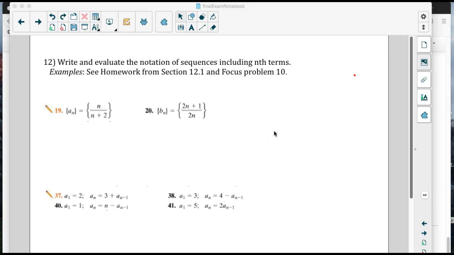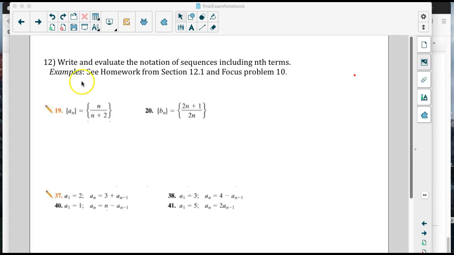Okay, in this video we're going to do problem 12 on the final exam review. It says write and evaluate notations, including nth terms. See homework from 12.1 and focus problem 10. So these are a few problems I've taken from section 12.1 that emphasizes writing and evaluating notations.